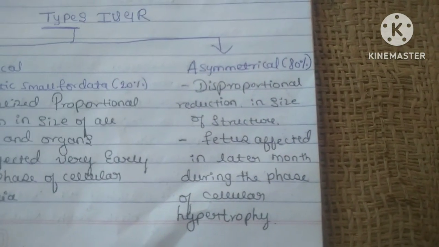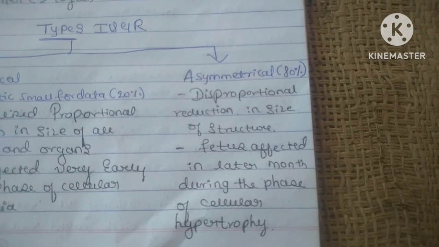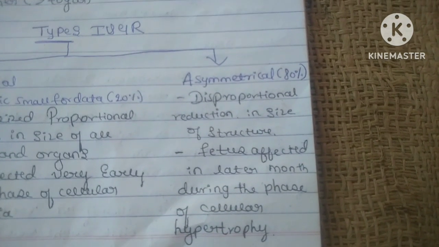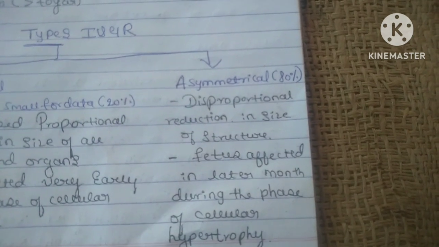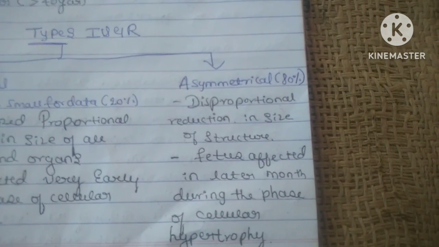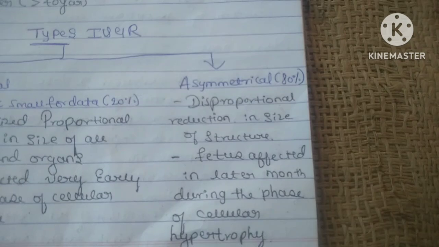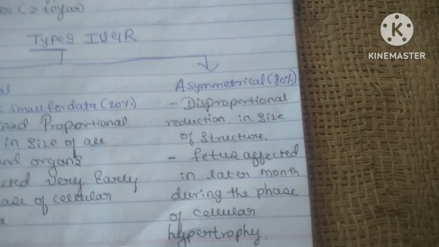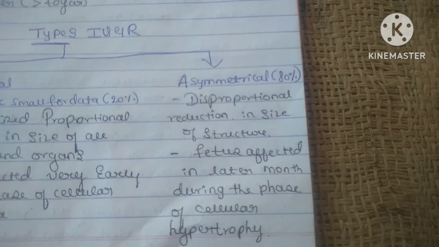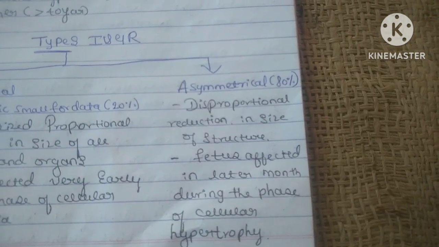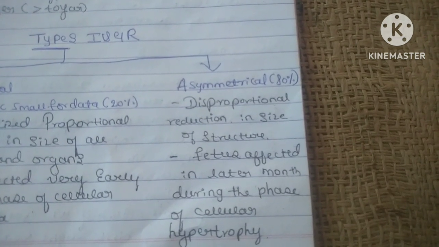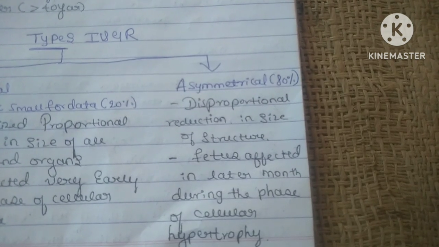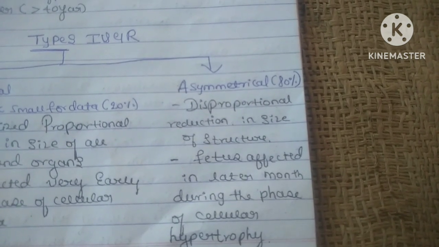Next is asymmetric. Asymmetric is seen in many children. It is 80%, with a disproportional reduction in size and structure. The fetus is affected in a later month, during the phase of cellular hypoplasia. It can occur in only one part of the body. The head of the baby is larger than the body.